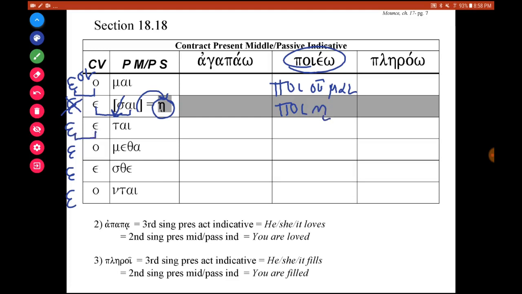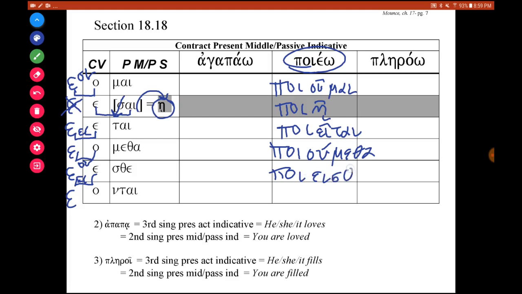Epsilon plus epsilon is the diphthong, epsilon iota. So this is poieitai. And then epsilon plus omicron is u. So this would be poioumetha. Epsilon plus epsilon is again the diphthong. So this is poieisthe. And then epsilon plus omicron is the u diphthong. And we have poiountai.